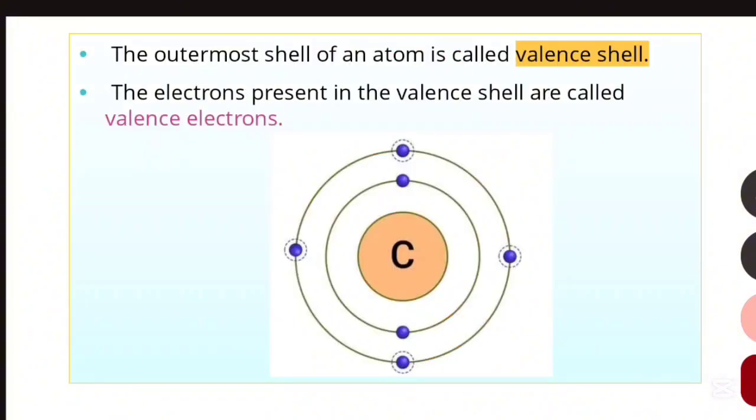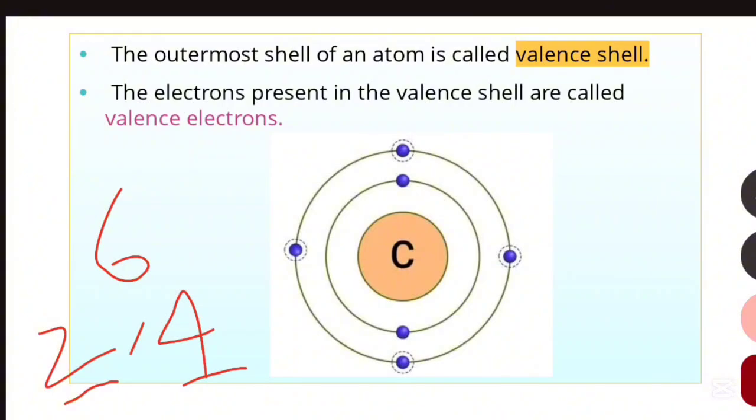The outermost cell of an atom is called the valence cell. For example, the atomic number of carbon is 6. What is the electron configuration? 2, 4. That means the first cell has 2 electrons and the second cell has 4 electrons. This last outermost cell is called the valence cell, and the electrons present in the outermost cell are called valence electrons. Here we have 4 valence electrons.